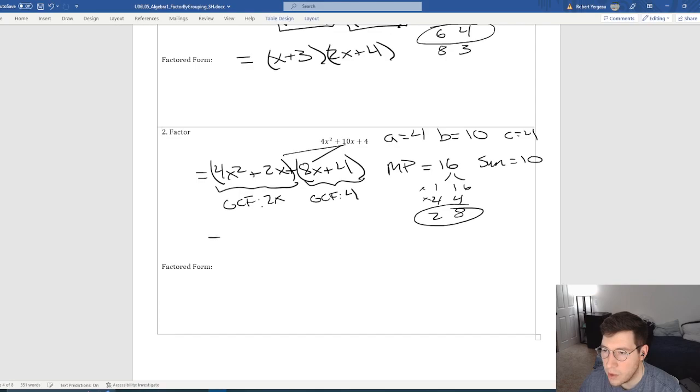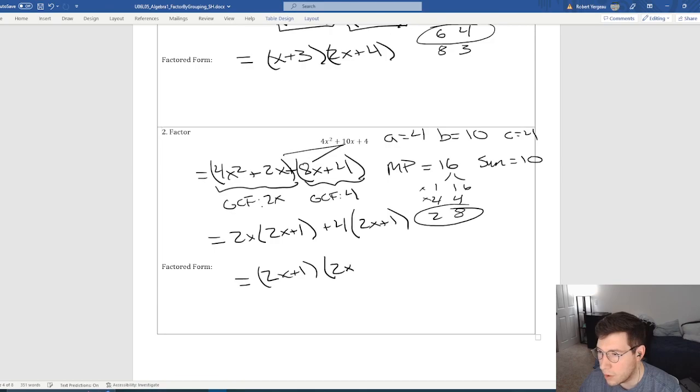And so what that means is that my next line, I'm going to have 2x out front. What's left after my division is 2x plus 1. Plus 4 comes out. What's left? 2x plus 1. Perfect. Same thing. That means that our factored form is 2x plus 1, right? Because that's our GCF. Times whatever's left, 2x plus 4.